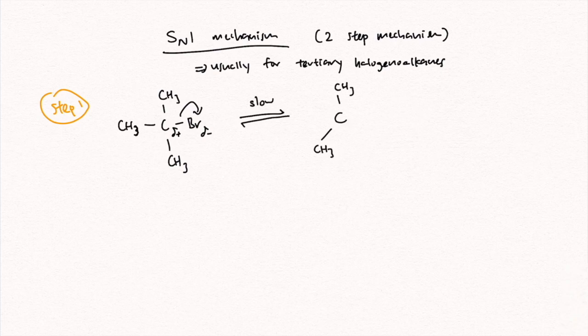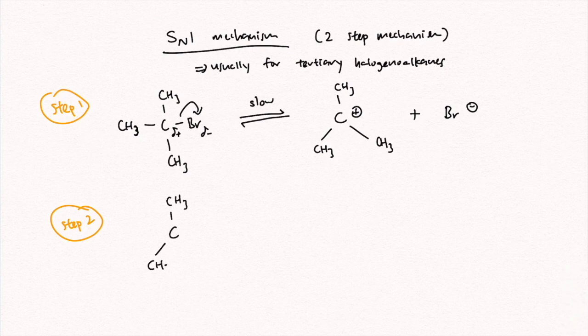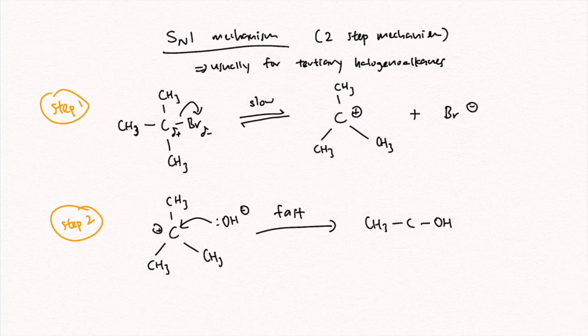The reason this C-Br bond can break like this is because the bond is polar, due to the difference in electronegativity between the carbon and bromine atom. So the first step is basically what produces our carbocation. In the second step, we will usually have a nucleophile that will attack this carbocation in the fast step, because it is a negatively charged nucleophile attacking the positively charged carbocation in order to produce our product. So this is the two-step mechanism SN1.